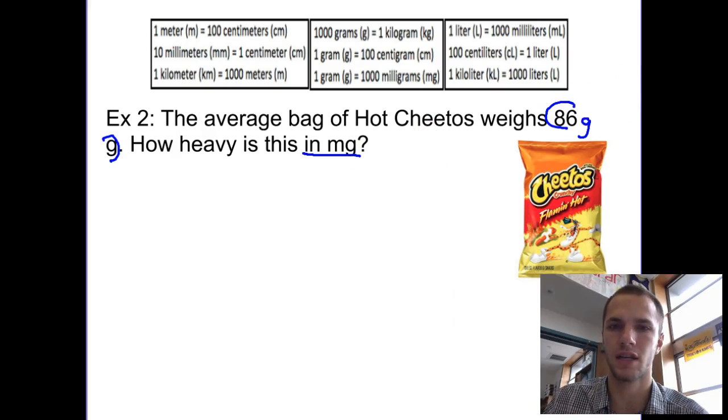Okay, I got to find that relationship between grams and milligrams in my chart. So where is it? I need grams and milligrams. Here we go. 1 gram is the same thing as 1,000 milligrams. Okay, so I'm ready to go.